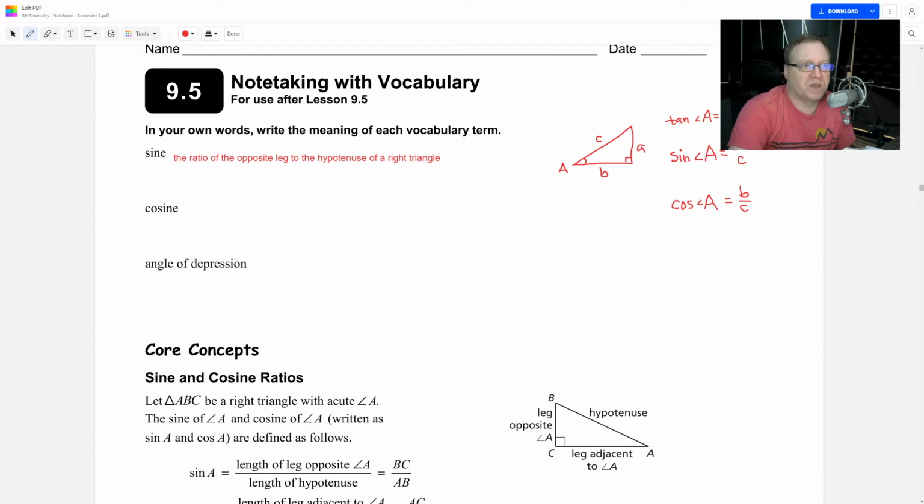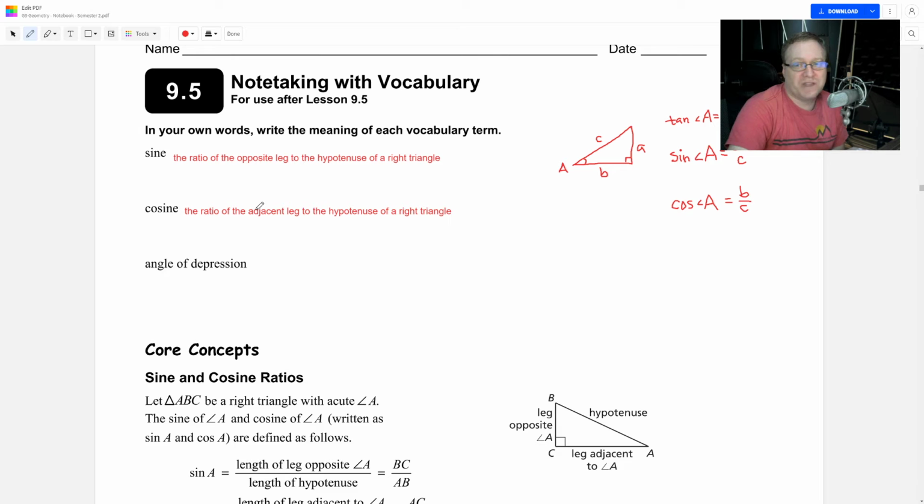Okay? So these are the three important trigonometric functions that we're going to talk about. Let me write down the definition now for cosine. So what is the definition for cosine? Well, the sine is the ratio of the opposite leg to the hypotenuse of a right triangle. The cosine is the ratio of the adjacent leg to the hypotenuse of a right triangle. Okay?